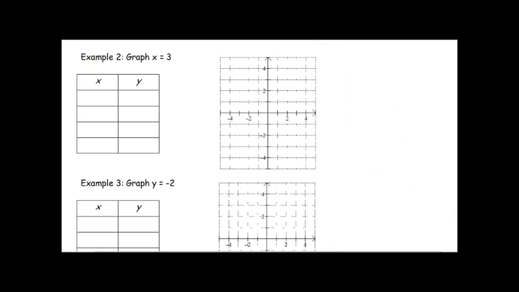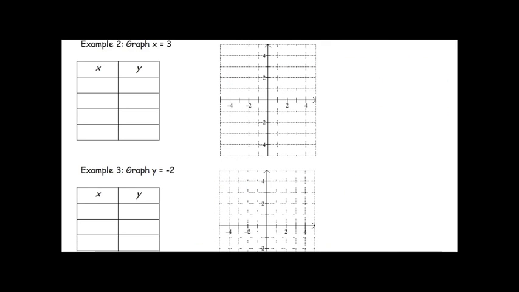Scrolling down to the bottom two examples, now we look at a couple of different types of equations. In example 2, we're asked to graph x is equal to 3. In our table of values, every point is going to have an x coordinate of 3, so we just populate that. Our inputs, or x values, are all 3. It doesn't matter what I pick for my y's. I can pick a bunch of different points, but all that matters is that our x coordinate is 3.